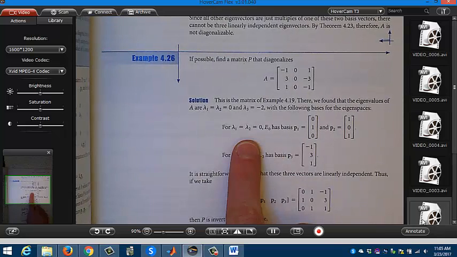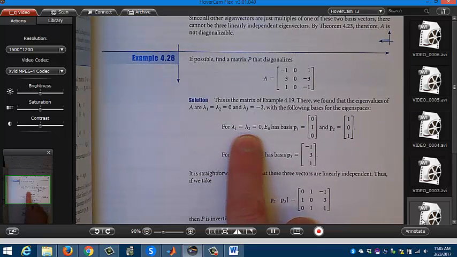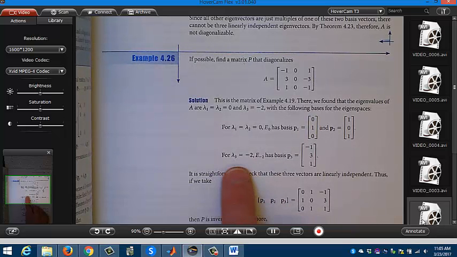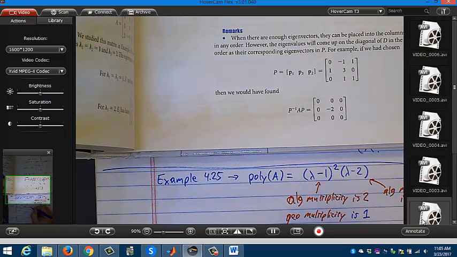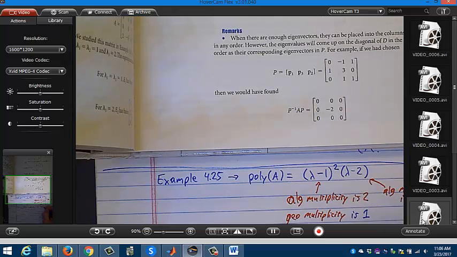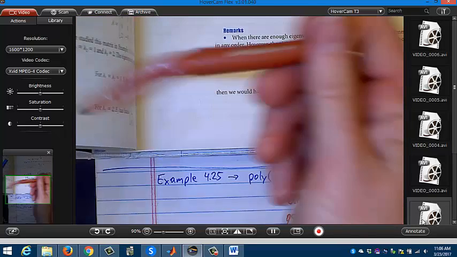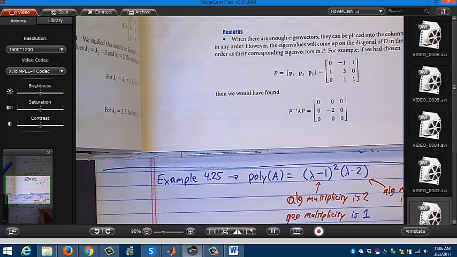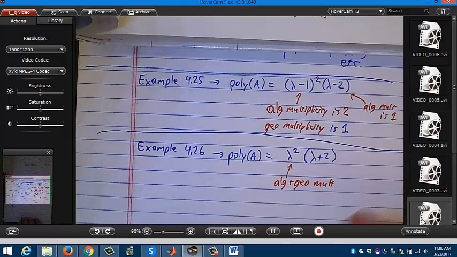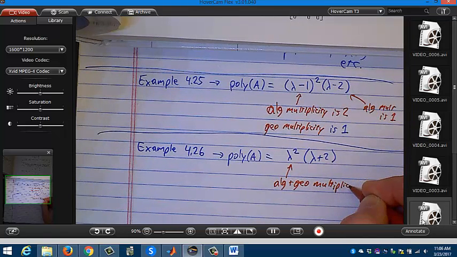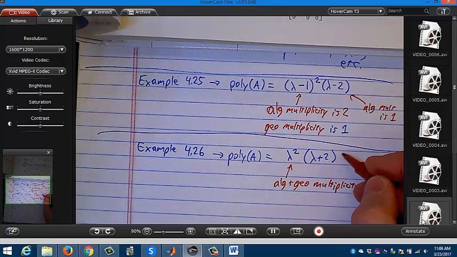We calculated a basis for each. It had a double eigenvalue of 0 and another eigenvalue of -2. So for example 4.26, the polynomial would be lambda squared times lambda plus 2, right? And the algebraic and geometric multiplicity for this one is 2, and then for this one it's 1.